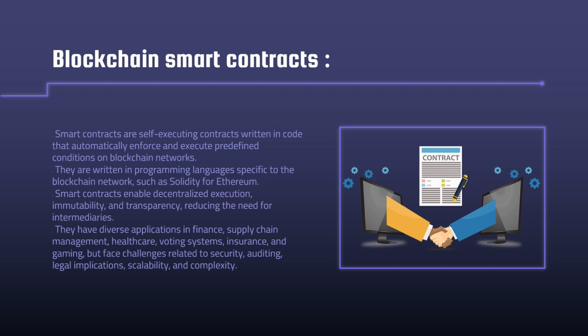blockchain networks. They are written in a programming language specific to the blockchain network, such as Solidity for Ethereum. Smart contracts enable decentralized execution, immutability, and transparency, reducing the need for intermediaries. They have diverse applications in finance, supply chain management, healthcare, voting systems, insurance, and gaming, but face challenges related to security, auditing, legal implications, scalability, and complexity.